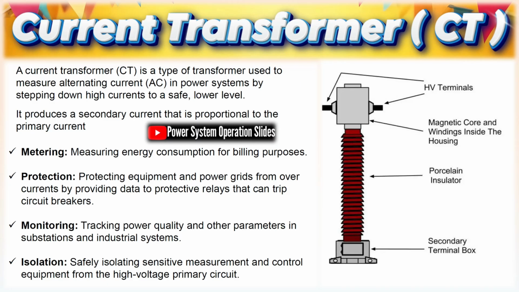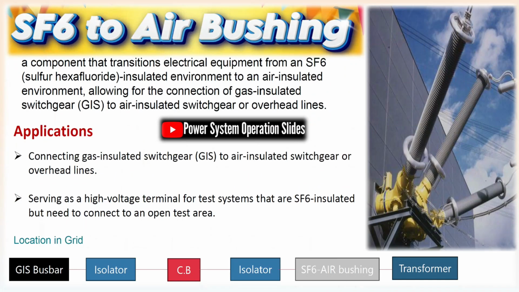Breather with silica gel. A silica gel breather dries incoming air to protect transformer oil from moisture contamination. Color change indicates saturation and need for replacement. It preserves oil insulation quality and extends equipment life.